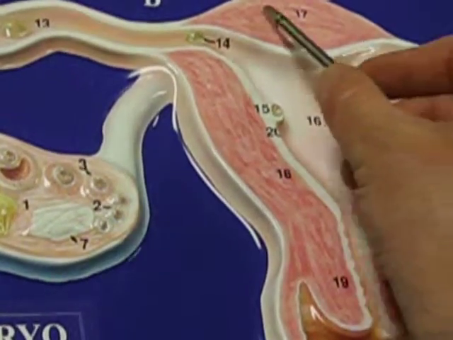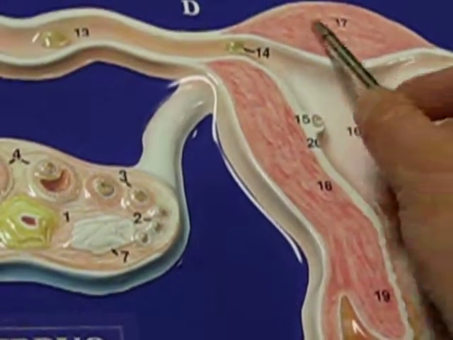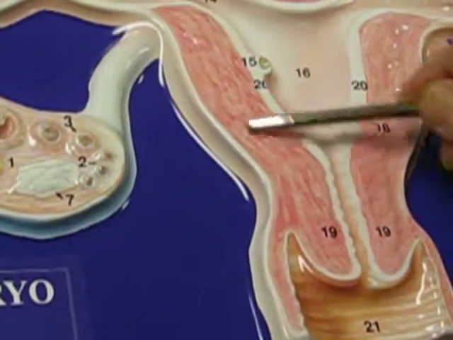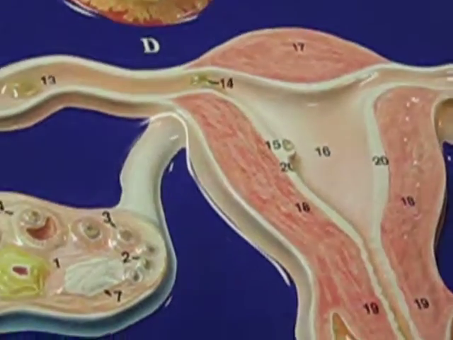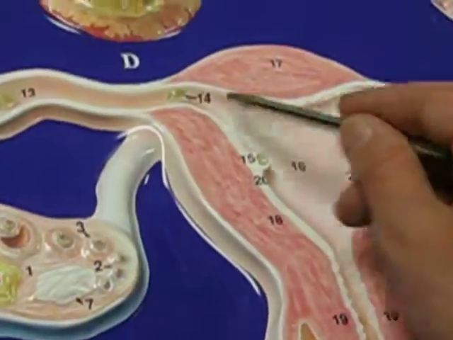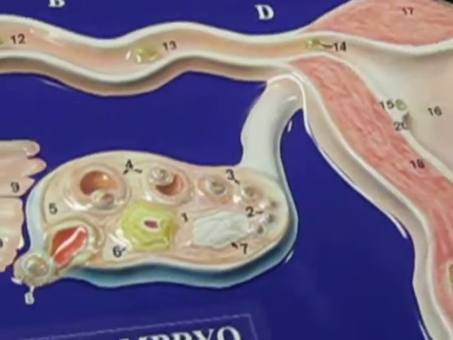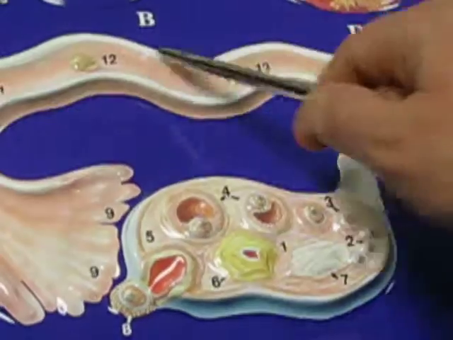That section up here is the fundus. The fundus is here. The cervix is here. The rest of this is body. These tubes that stick out, of course this one's been cut off, but these are the uterine tubes, or they used to be called fallopian tubes. Now they're uterine tubes. They come all the way down.